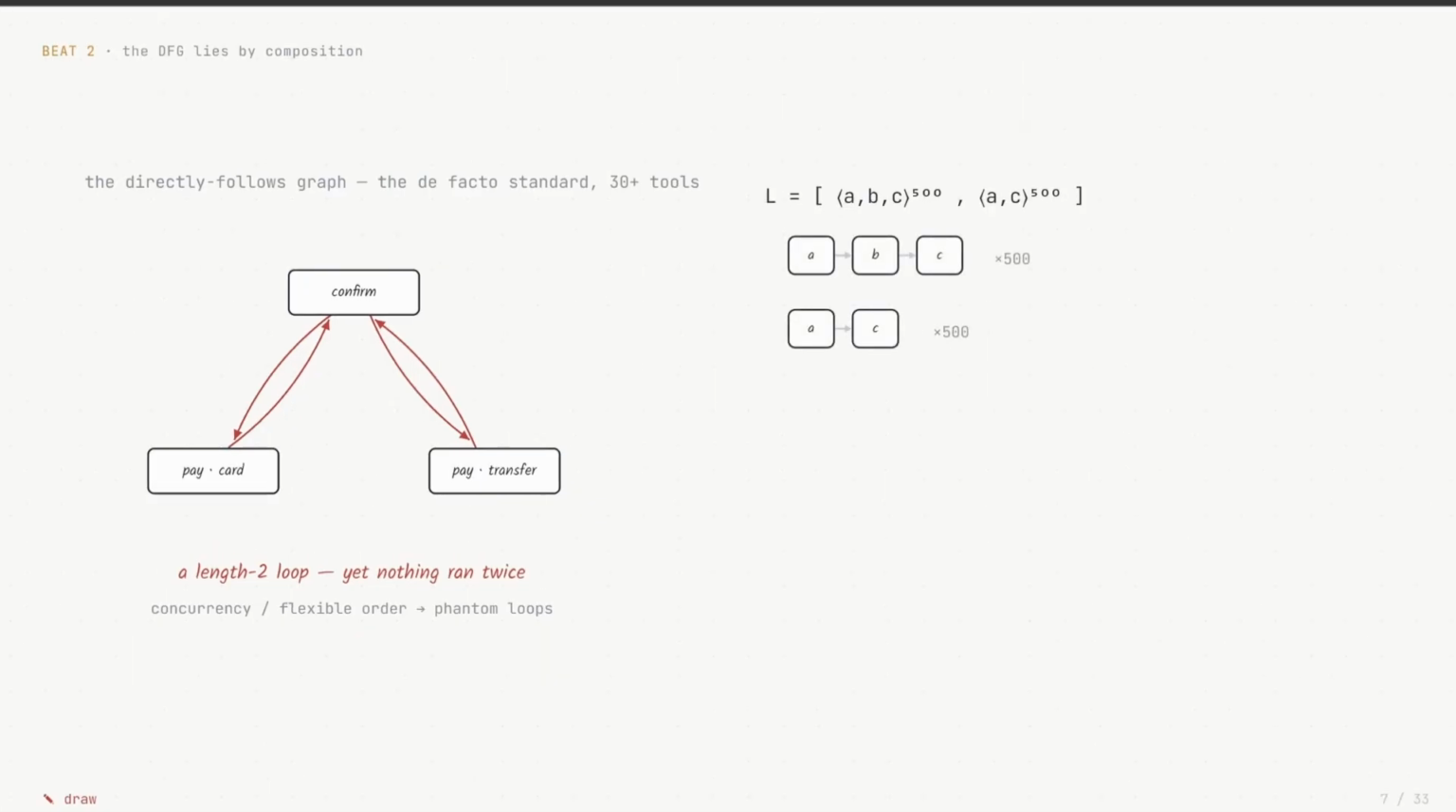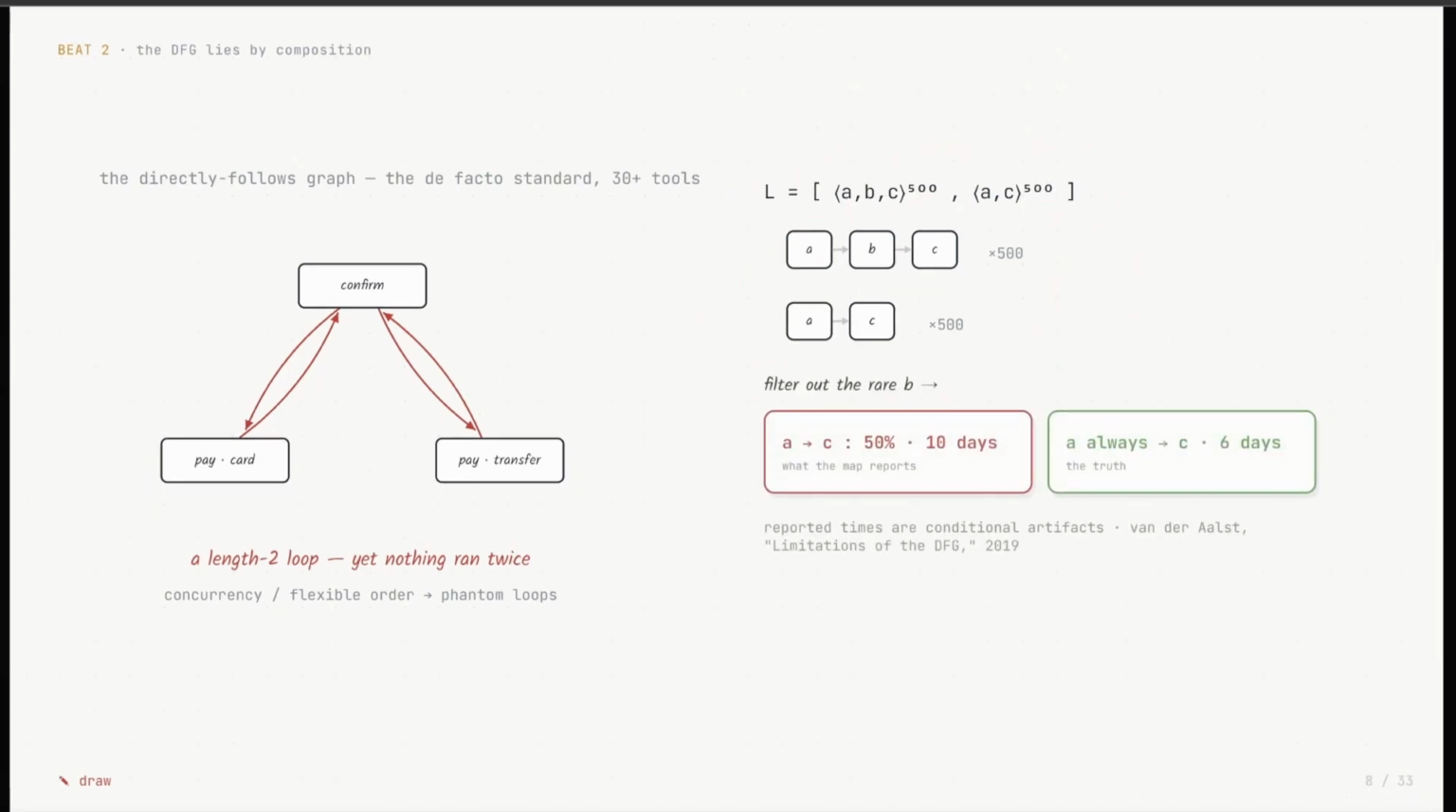Now the issue is that you as a user, let's say you have the following log: you have 500 runs with ABC, you have 500 runs with AC, and one of the things you could do is filter out the runs that had B. So at the end of the day, you would receive the following report. It would tell you, hey, from A to C, you have 50% of the runs reaching C in 10 days, but the truth is different.